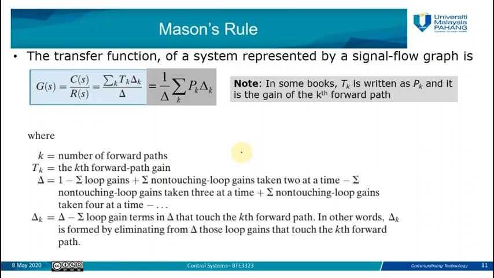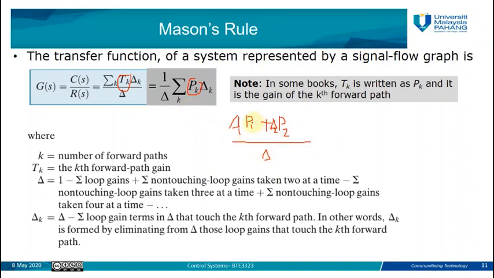If you go to the formula here, that means we already have this value, P_K or T_K. When we say the summation of P_K delta K, it will be the gain of P1 plus P2 in our example here. It will be multiplied by delta 1, because we need the summation of P_K delta K. So it will be delta 1 P1, delta 2 P2. Then all these values will be divided by delta.